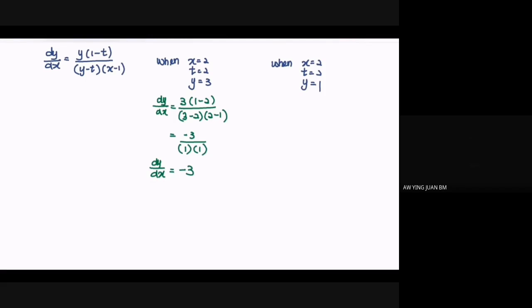Next, when the x is equal to 2, t is equal to 2, and y is equal to 1. The value for dy dx will be equal to 1 multiplied with 1 minus 2 over 1 minus 2 bracket 2 minus 1. So for the numerator, we will have negative 1, and for denominator, we will have negative 1 as well. So finally, the value for dy dx will be equal to 1.